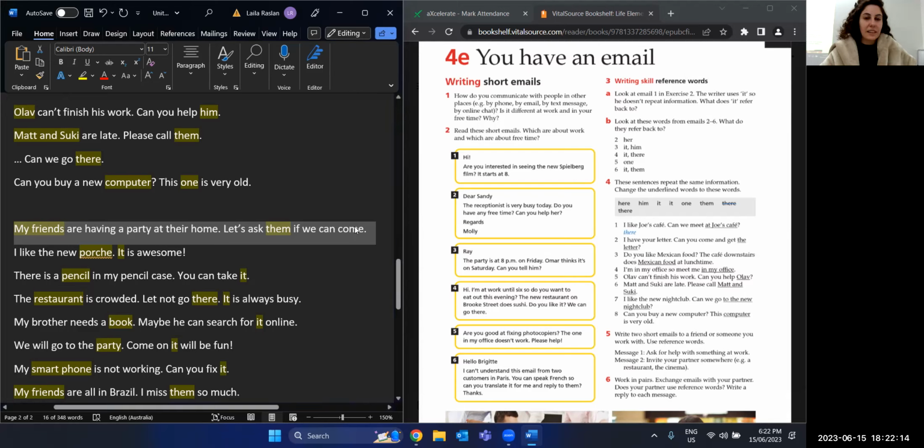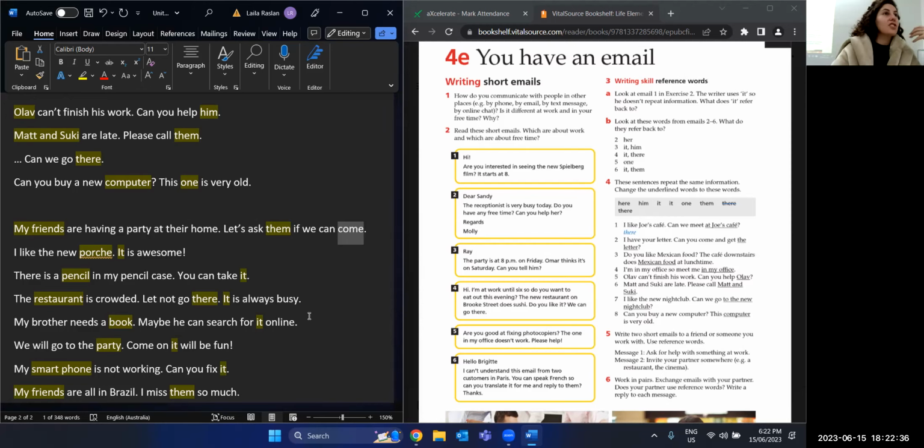Let's ask them if we can go, like if we can come to their party. Yes. Let's ask them. My friends are having a party at their home. Let's ask them if we can go to the party. But if we can come to the party. Because, you know, if I ask you, I'm going to a party on Saturday, do you want to come? Because we come to a party. Yeah, if we can come.